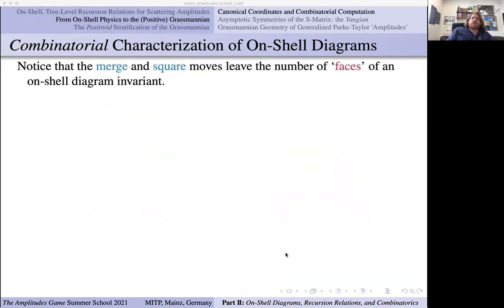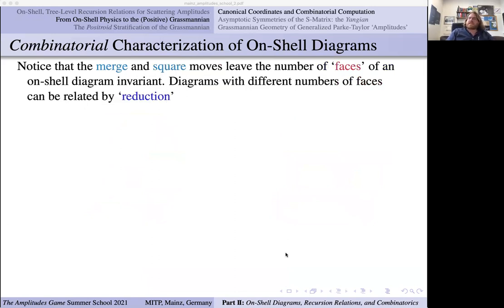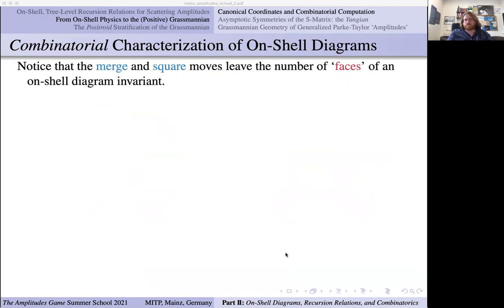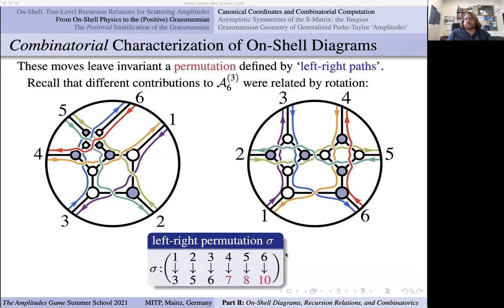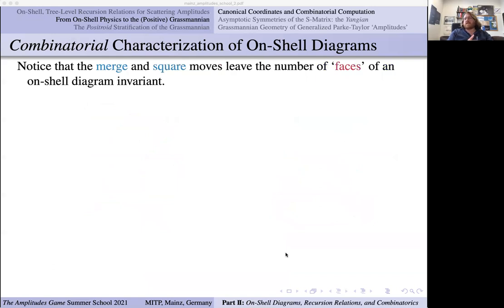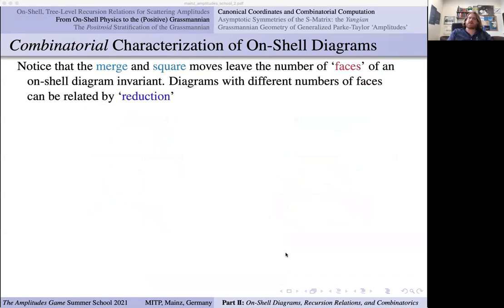So notice that the merge and square moves leave the number of faces on an on-shell diagram invariant. You might wonder immediately, clearly there's a finite number of permutations, but I can draw diagrams forever. So how could there possibly be a finite number of on-shell functions? The first point is that neither of these moves change the number of faces of a diagram. And there is a relation. It's not an equivalence, it's a semi-equivalence. I'll make it clear what I mean by this.